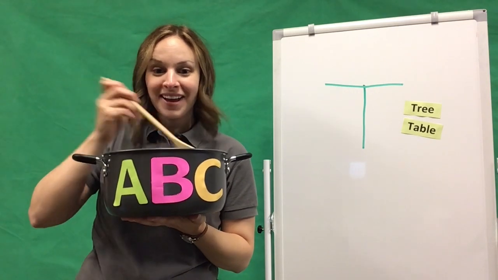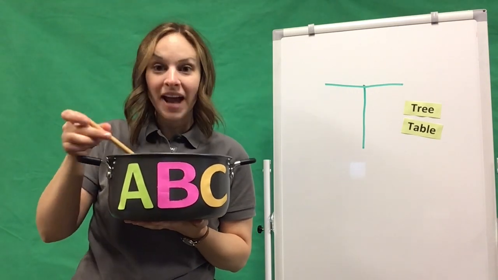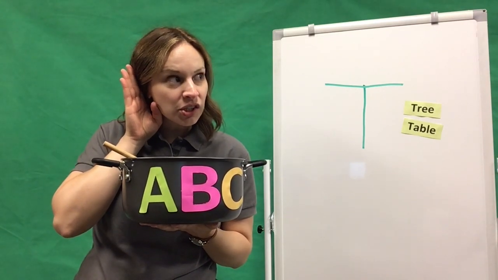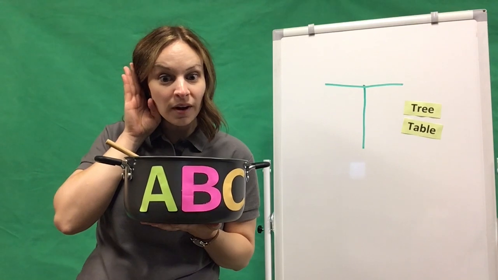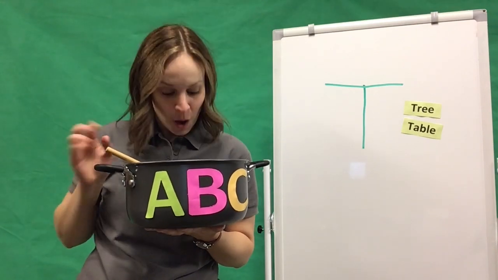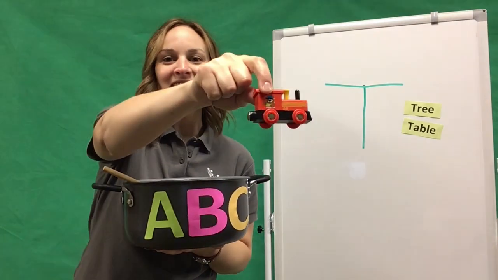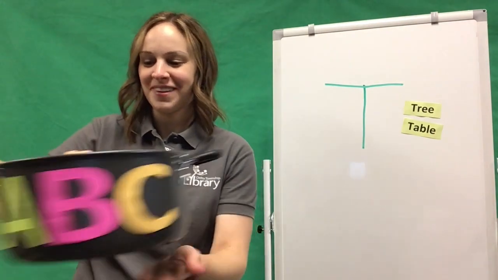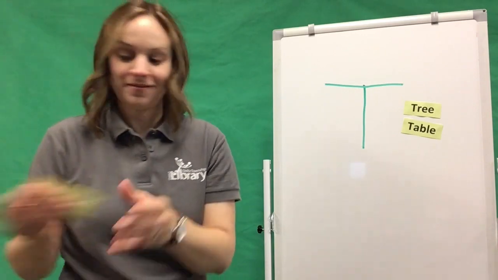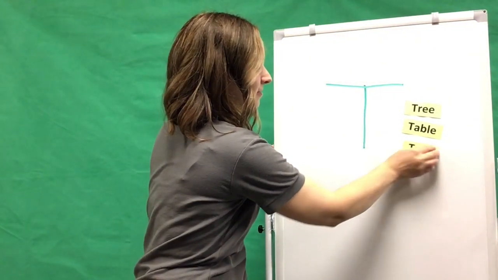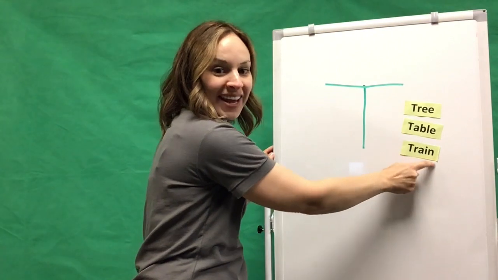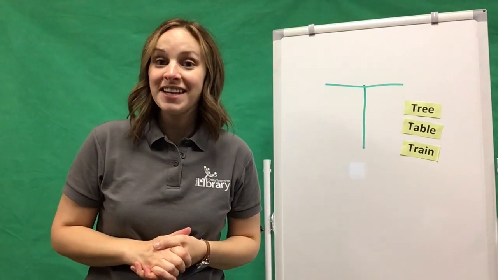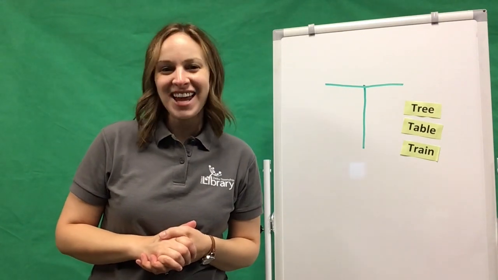All right, I have one more thing in here. Stir, do a little stir. Oh, I can hear it. Chugga, chugga, chugga, toot, toot. Do you know what that is? It's a train. Train starts with T. Let's see, train. Train starts with T. Let's sing hooray for T today. Train starts with T.